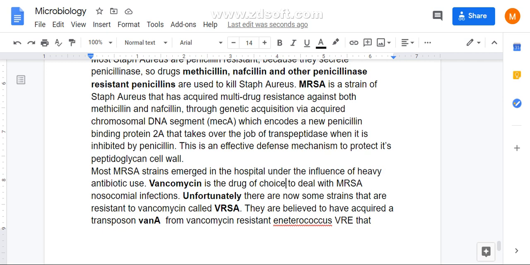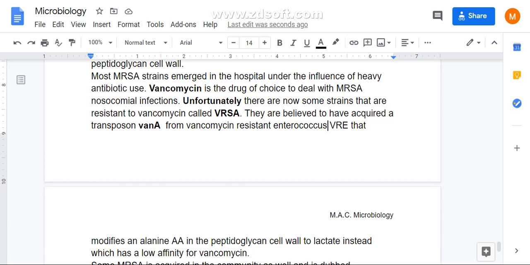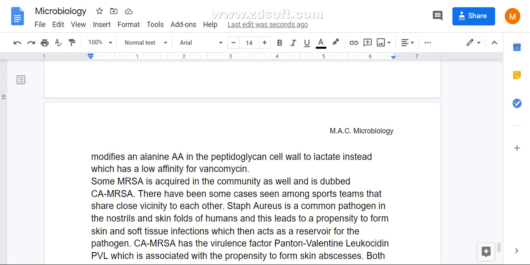So they are believed to have acquired a transposon, vanA, from vancomycin-resistant enterococcus. This is a good example of one bacteria from a different family giving another bacteria from a different family its own genetic elements. So this enterococcus was resistant to vancomycin, and it gives the ability to the MRSA to become VRSA. Vancomycin-resistant enterococcus modifies an alanine amino acid in the peptidoglycan cell wall and changes it to lactate instead of alanine, which has a low affinity for vancomycin. Vancomycin actually attacks this specific amino acid in the peptidoglycan cell wall, so if you substitute another amino acid, that's the way of skirting vancomycin action, right?